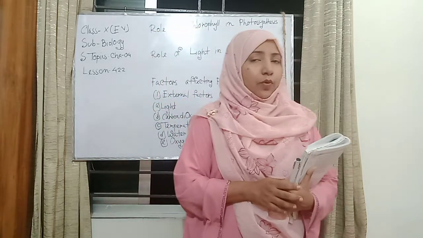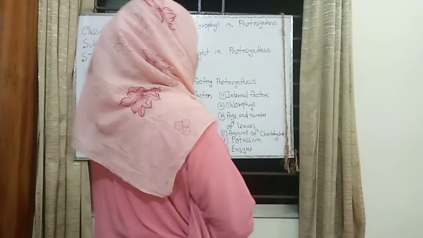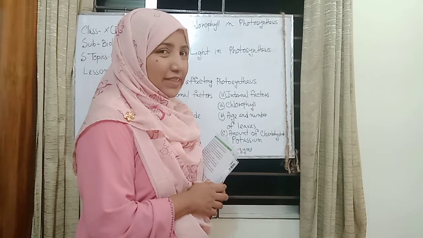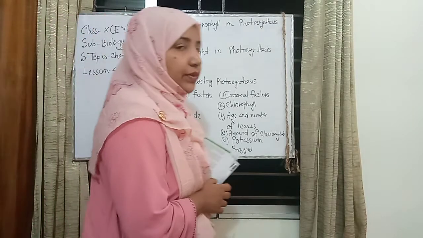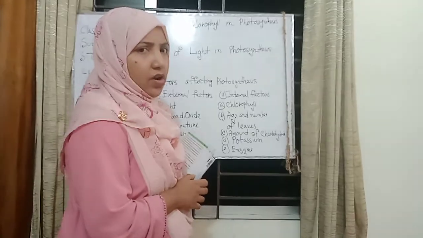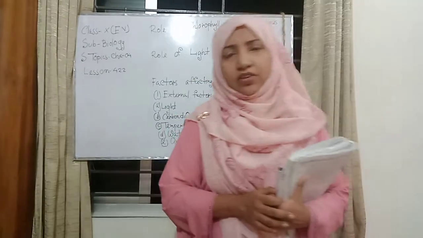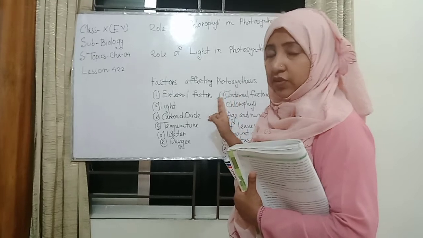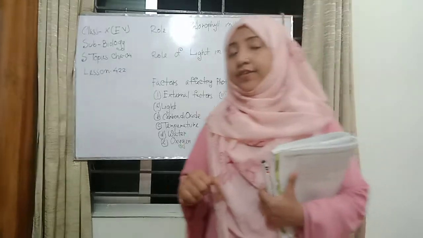And today we are going to explain our new topic, lesson 4.2.2. Basically, it explains three structures. First is the role of chlorophyll in photosynthesis, second is the role of light in photosynthesis, and third is the factors affecting photosynthesis. The factors are of two categories: first the external factors and second the internal factors.